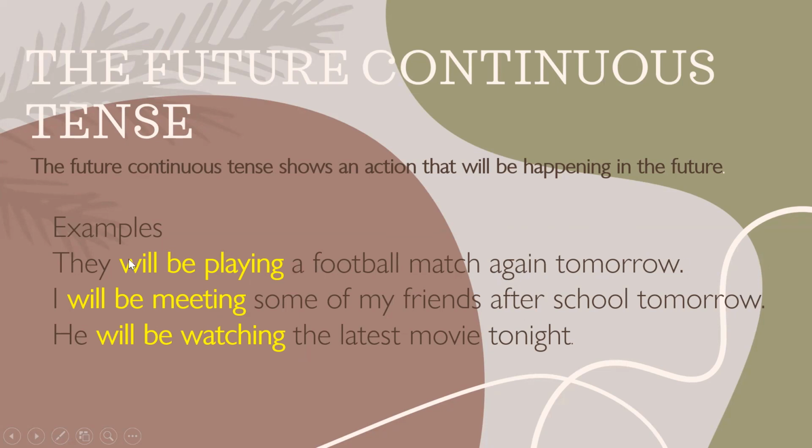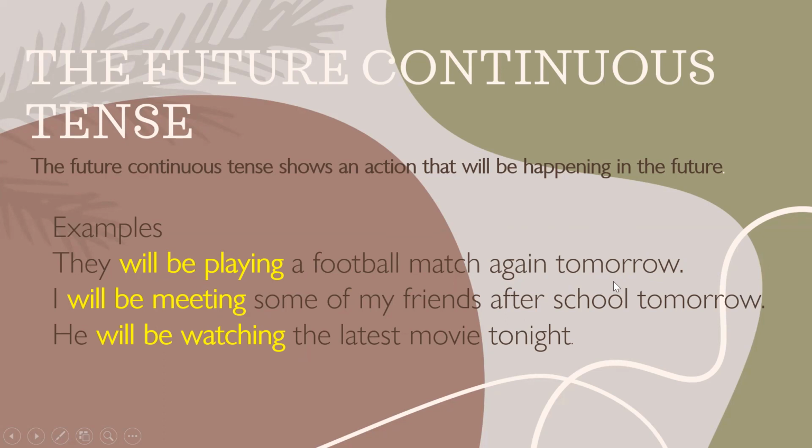So you take the verb, you add it to your sentence, you add ing, and then read the sentence carefully to see whether the action is happening in the present, the past, or in the future. According to that, you will know what to write before. Whether you should write is, am, are, was, were, or will be. Okay? So, they will be playing a football match again tomorrow.